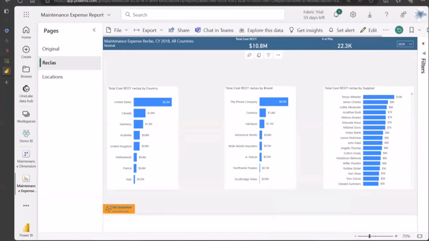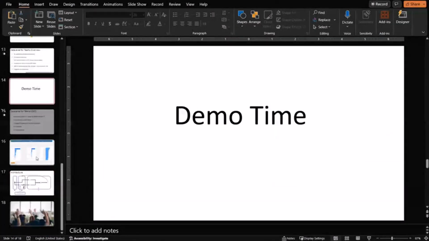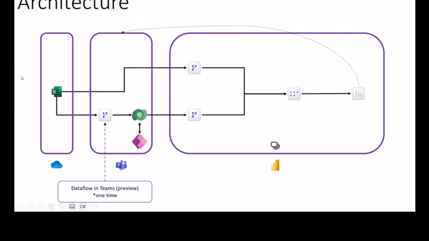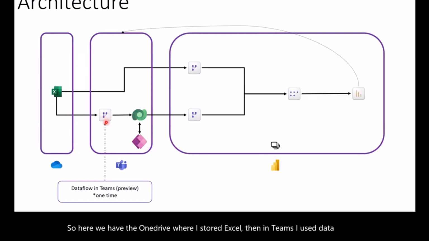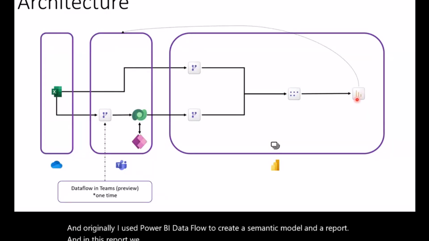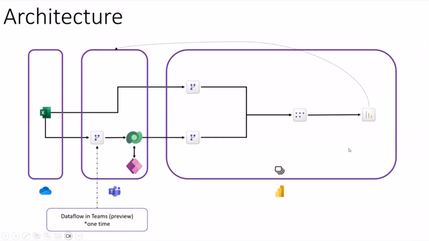Let me just show one more slide, which is the architecture. So here we have the OneDrive where I stored the Excel file. Then in Teams, I used a dataflow with Power Query to modify the Excel file and load the tables in Dataverse for Teams. Then I built this app in Teams. And originally, I used a Power BI dataflow to create the semantic model and the report. In this report, we have those pages, the original and the reclassified. And this is how it worked.